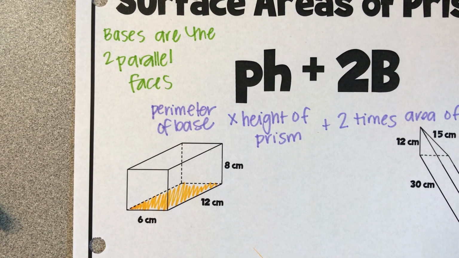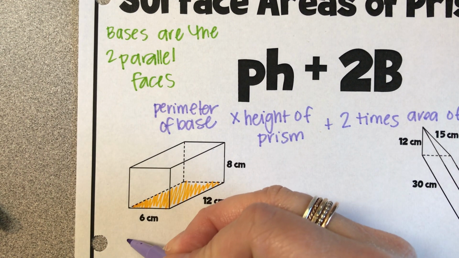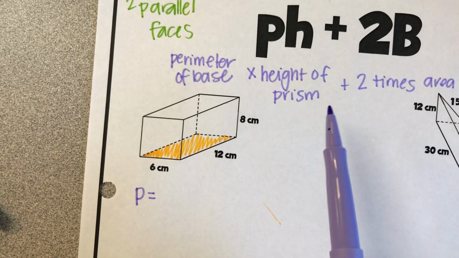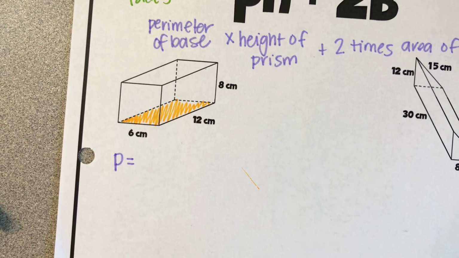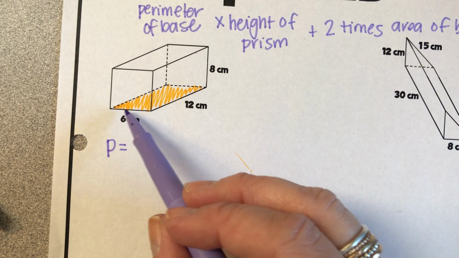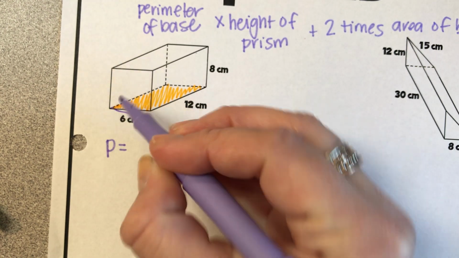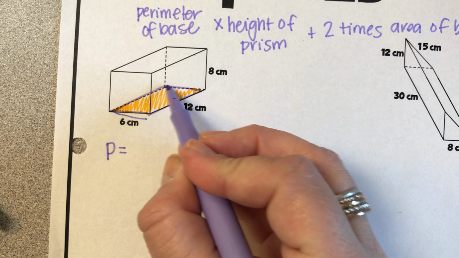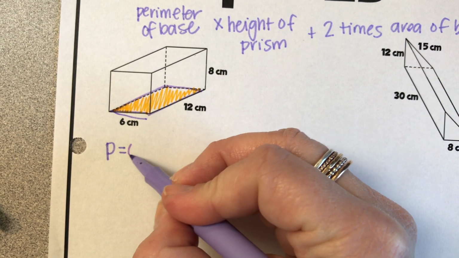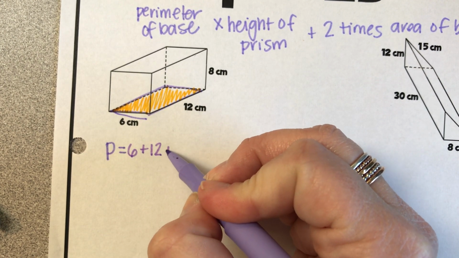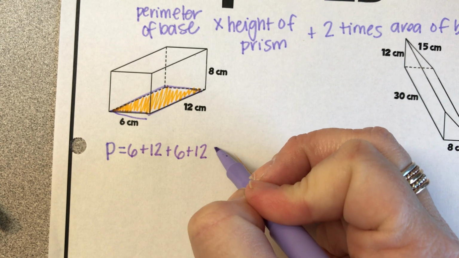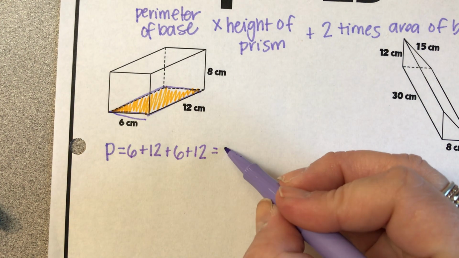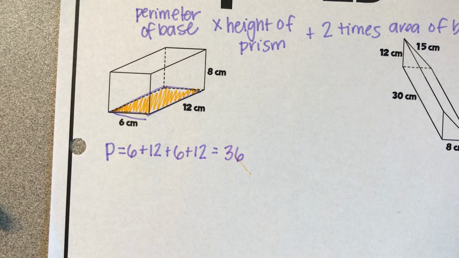So the first thing that we need to do is identify the perimeter. What is the value of P? In our formula, it's Ph plus 2B. So P stands for the perimeter of the base. If I add up the sides of the base, perimeter is the distance around something. That would be 6 plus 12 plus 6 plus 12. Use your calculator if you need to. That's 36. That's P.